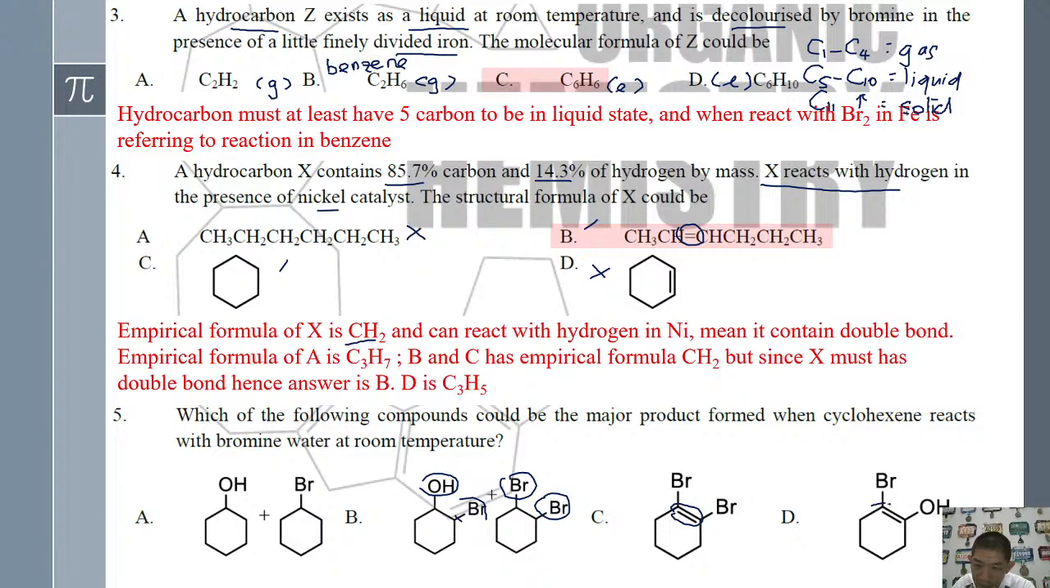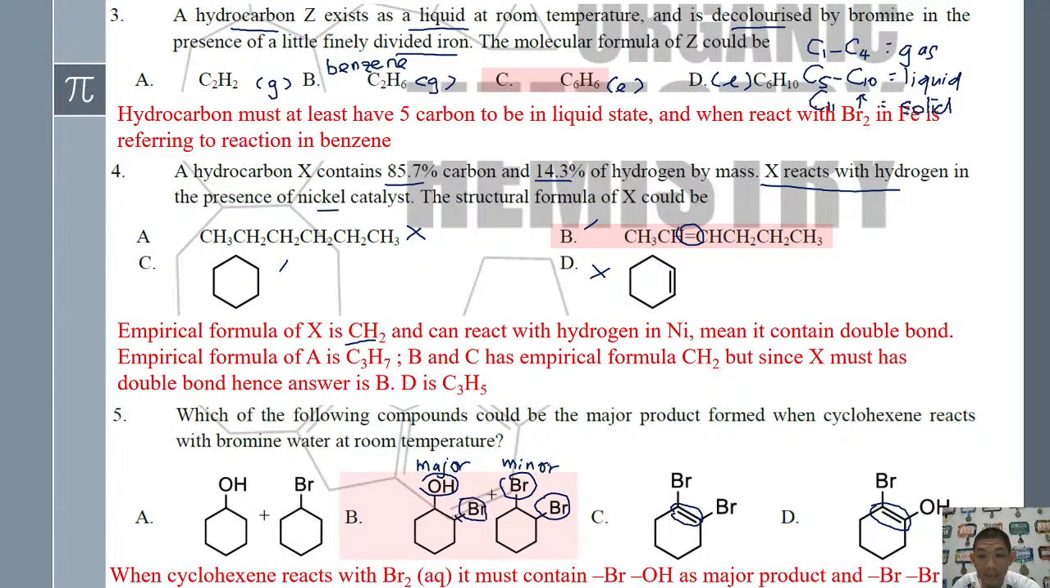In this case, even though the question says they want the major product, you must know this is the only major product, and this is the minor product. But since there is no other answer that best fits the description of the product formed, the best answer here is B. So that is for question number 5.